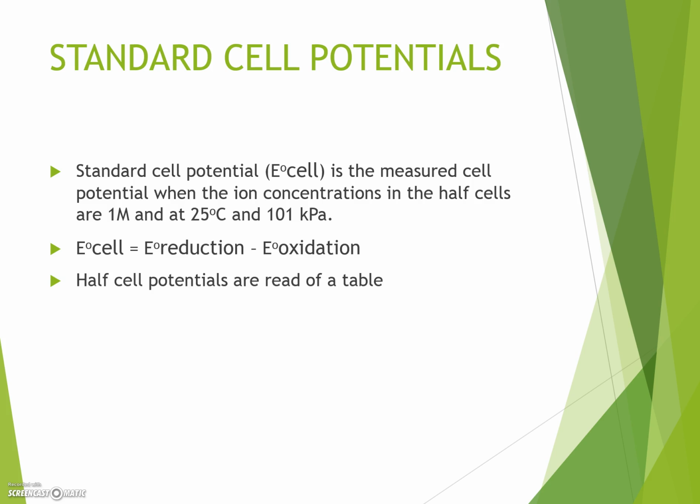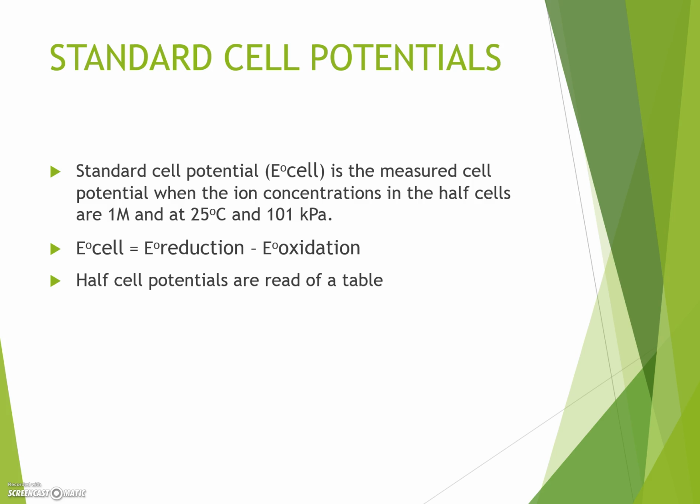And these values are read off a table. So what you want to do is get your textbook, and again we're going to reference a table in the appendix, and the table we're going to reference this time is on page A25. So if we look at Appendix A25, we see a table of standard reduction potentials at 25 degrees Celsius. And we're going to notice that all of the half reactions in this table are written as reduction half reactions.